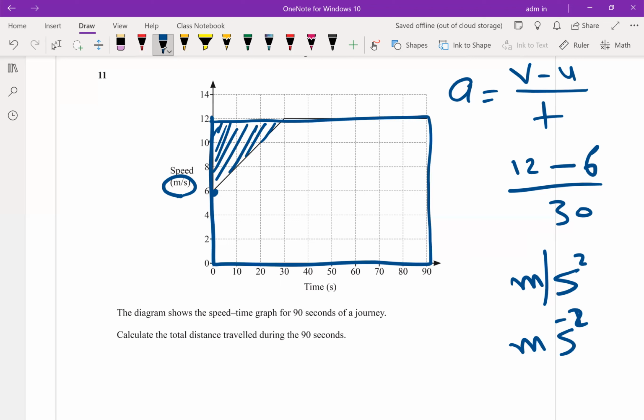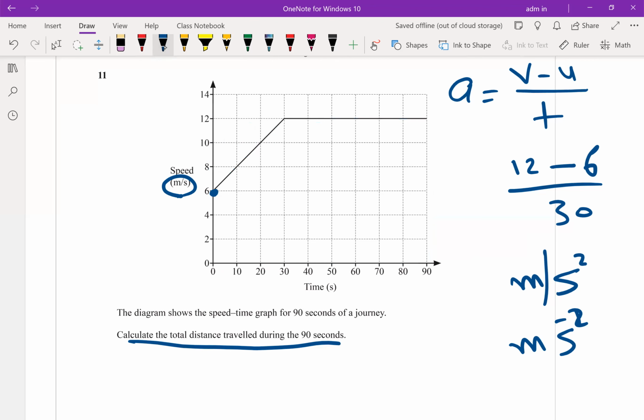All correct. Again, calculate the total distance traveled. The total distance represents the area under the curve and the x-axis. It's a composite shape, but you can divide it into simple shapes. We can do it like this: rectangle, rectangle, triangle, or rectangle and trapezium. Or trapezium, then rectangle. Or we can find the area of the big rectangle minus the area of the triangle.